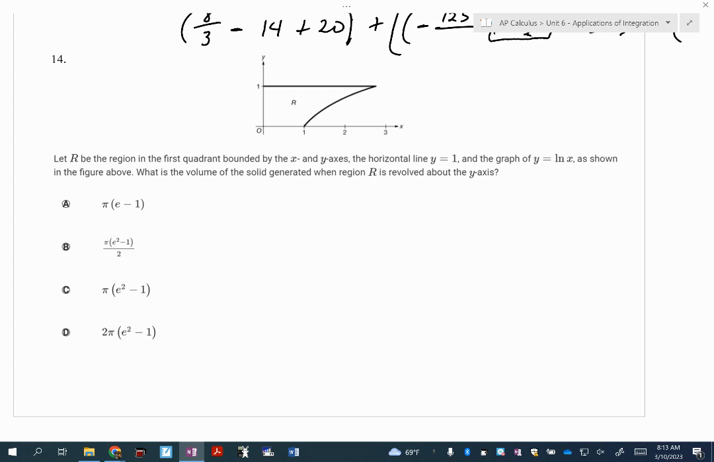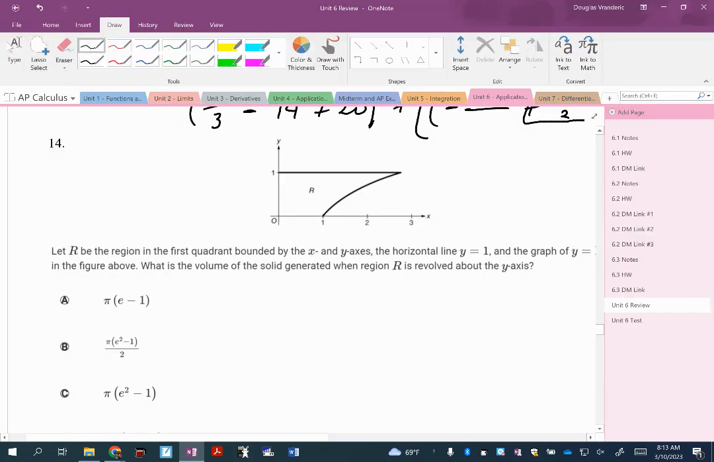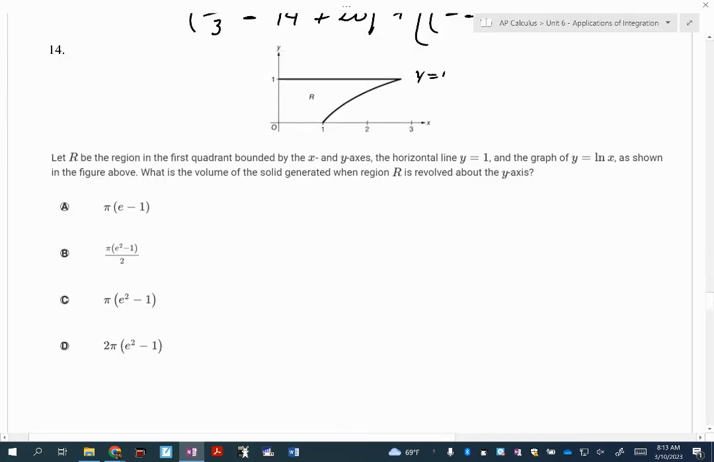So we're usually going to talk about this region R being revolved around one of the axes, and then we use that integration of the area to find the volume of whatever is made. Okay, so we have this region right here, R, in the first quadrant, bounded by the axes, the horizontal line y equals 1, and the graph of this curve, y equals the natural log of x. What is the volume of the solid generated when region R is revolved around the y-axis?